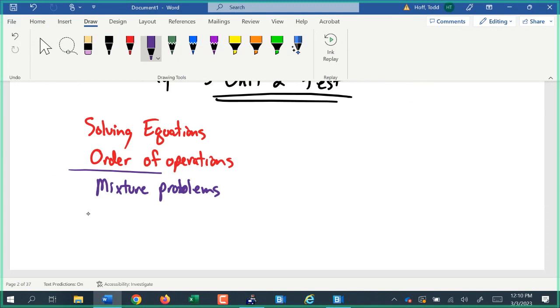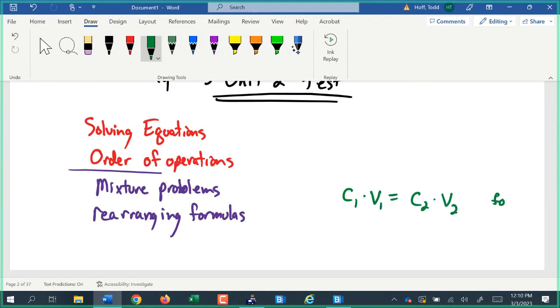Also, we're going to have rearranging formulas. So I might give you a formula like C1 times V1 equals C2 times V2 and ask you to solve it for V1. Well, that means I have to get V1 by itself. Right now, C1 is keeping it from being by itself. The C1's multiplying, so I have to divide by C1. That divides out there. V1 equals C2 V2 divided by C1.